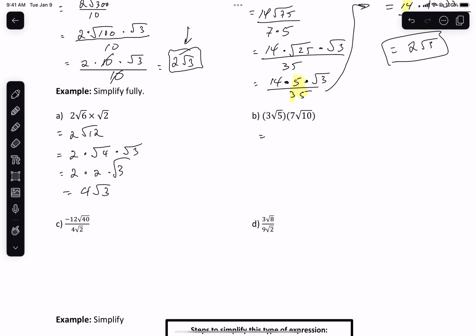Okay, 3 times 7. 3 times 7 is 21 root 50. What's root 50? Robbie? Root 25 and root 2. Yeah, so we get 21 times root 25 times root 2. So we get 21 times 5 times root 2. What's 21 times 5? 105? That sound right? 20 and 5 makes 100 and then another 5.